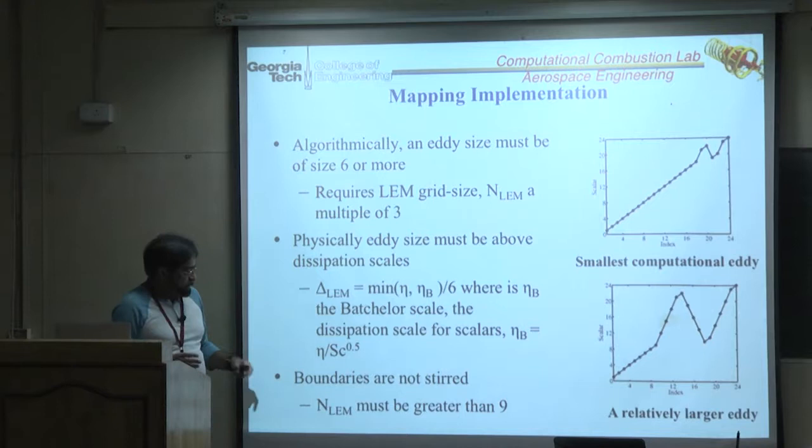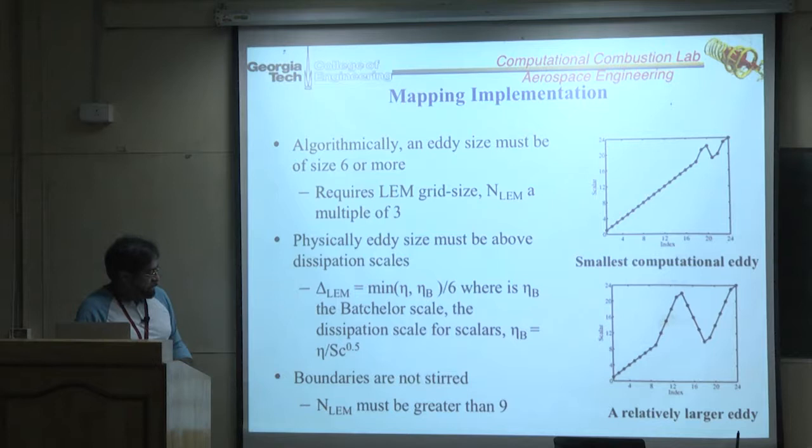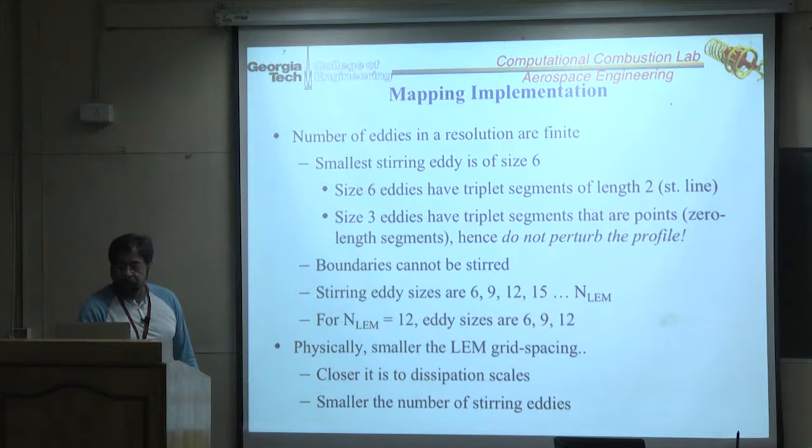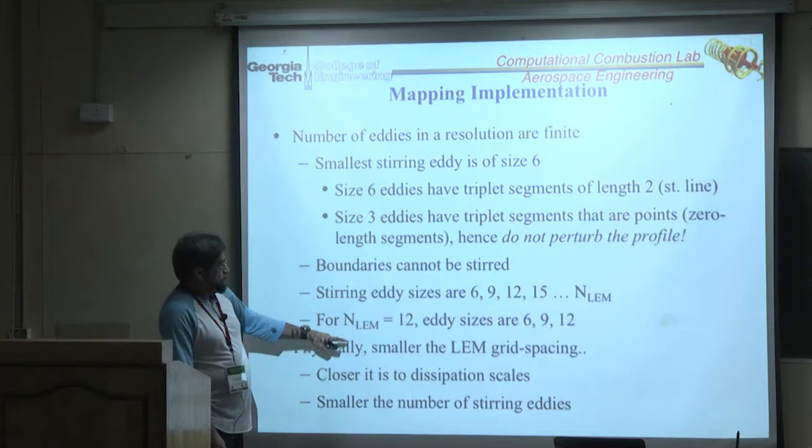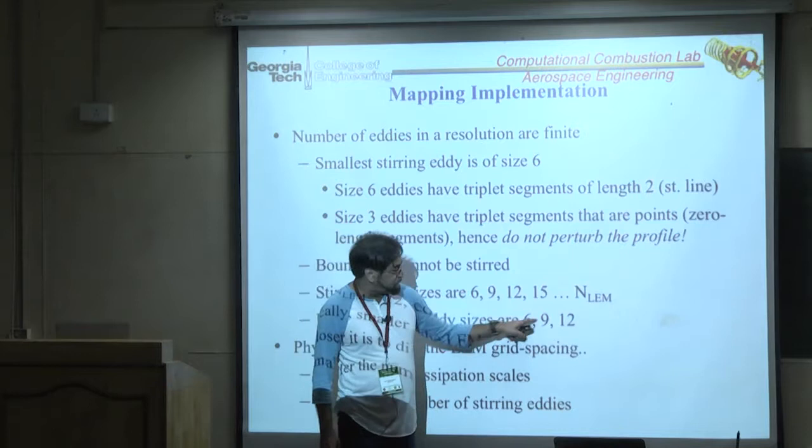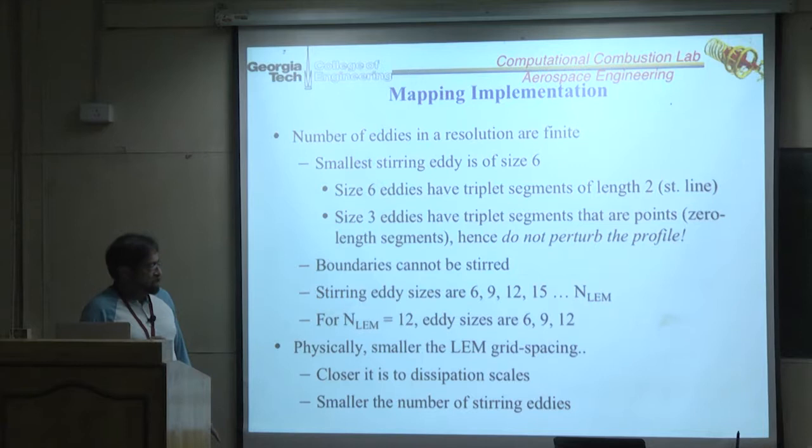Typically, we run about 24 cells in every LES cell because that's computationally affordable. To be exactly accurate, it has to be in multiples of 3. So for example, if you have 12 cells in the LEM domain, the only eddy sizes you're allowed are 6, 9, and 12. Multiples of 3, because the compression that we are modeling has to be divided by 3. So that's just mathematical, and that allows you to get the turbulent diffusivity.